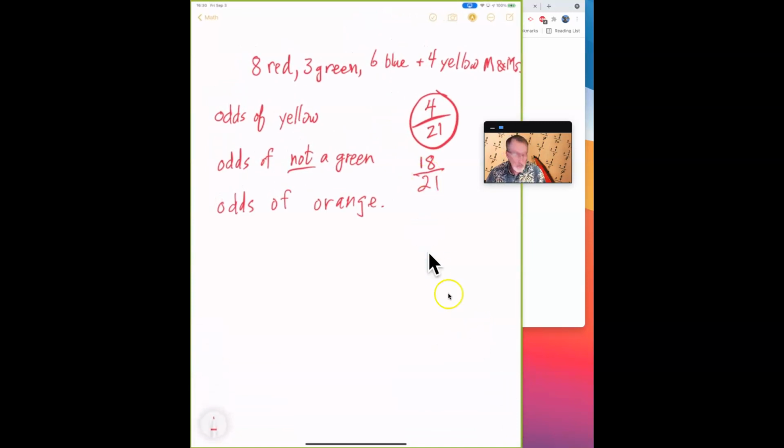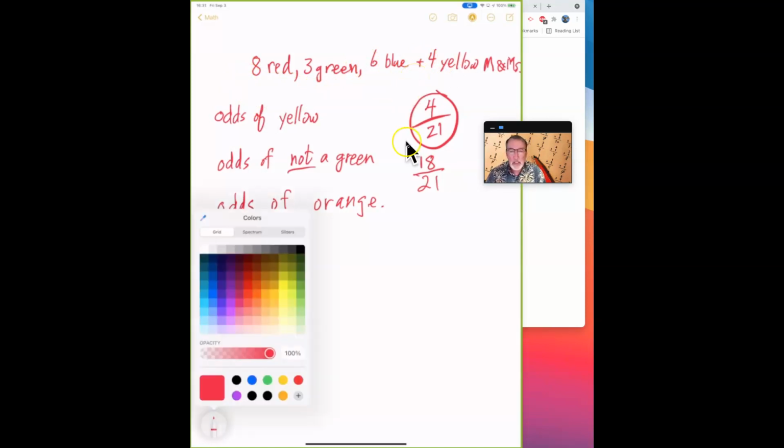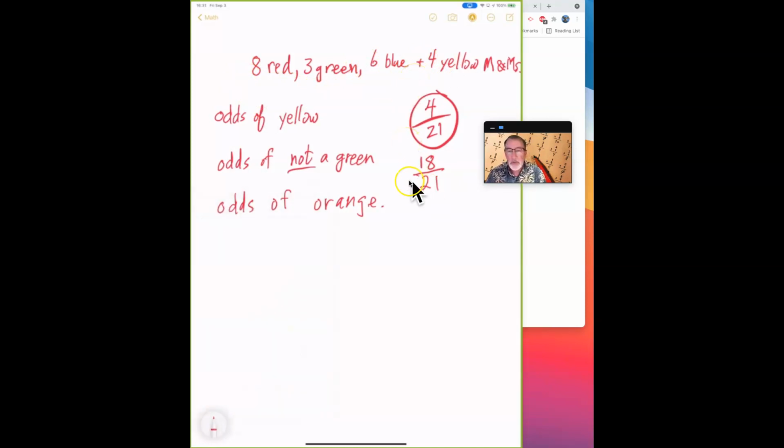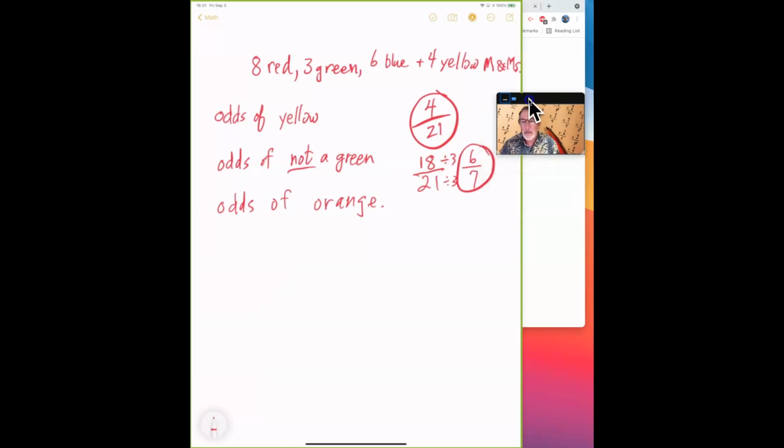Okay, awesome. So we have 18 that are not green. 8 plus 6 plus 4, that's 18. You can add 6 and 4, which is 10, and then 8, 18. And 21 total. So can this be reduced? 18 and 21 can both be divided by 3. We'll get 6 over 7. So the probability is 6/7.